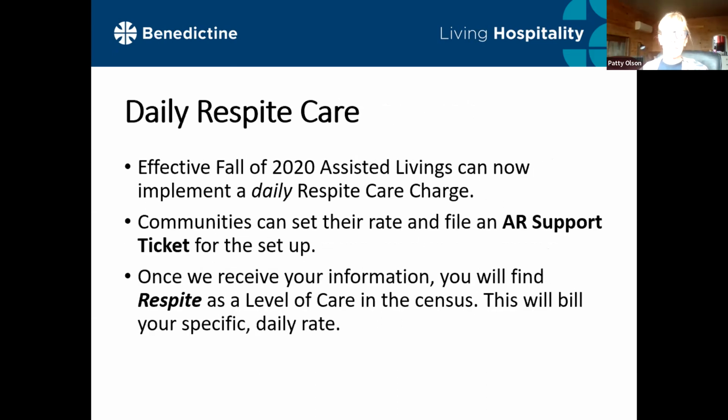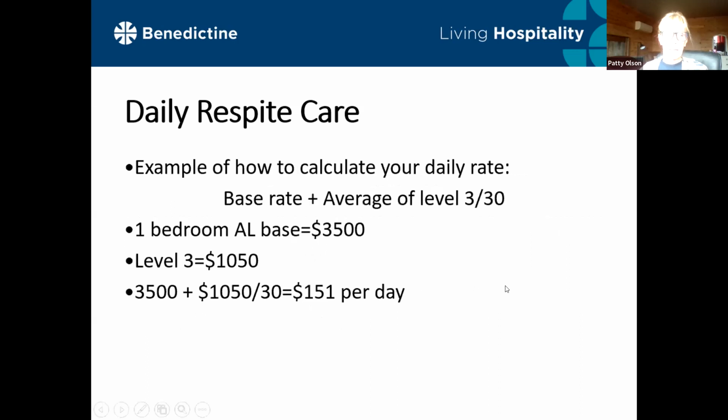So in 2020, the assisted livings, we implemented the use of the daily respite care. And so if this is something you haven't already set up, communities can set their rate and then file an AR support ticket for this to get set up. This runs through your census, and it's just a line that says respite, and it bills out that daily level that you computed. And then this is an example of how you can calculate your daily rate. Take your base rate plus your average of level, so the third level, and you'd take your base rent and your level and add those together and then divide it by 30 or 31 days to get that daily rate.